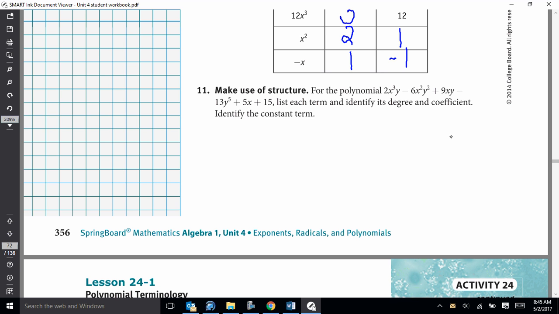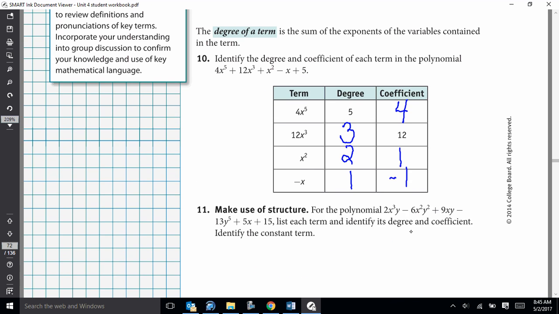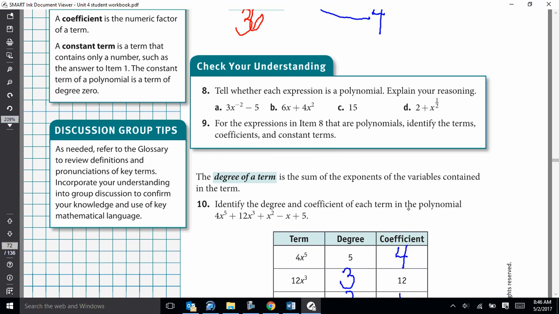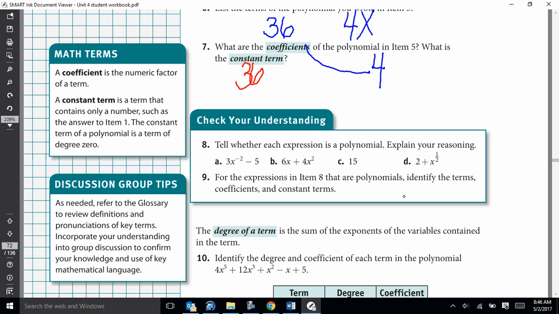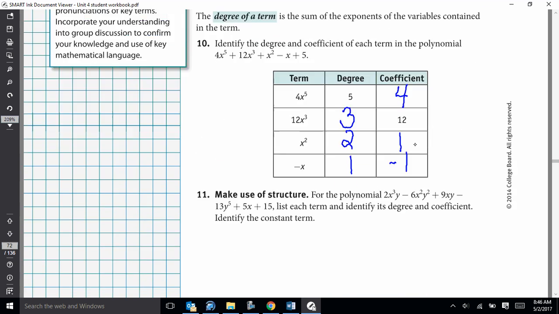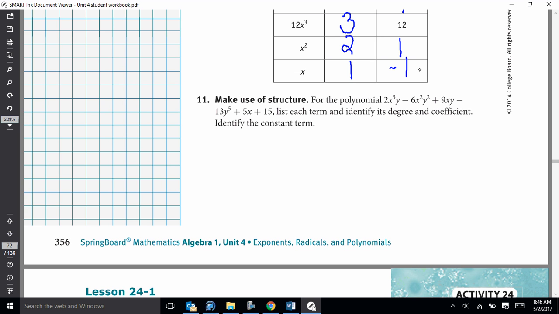All right. So for this polynomial, we have 2x cubed y minus 6x squared y squared plus 9xy minus 13y to the fifth plus 5x plus 15. List each term and identify its degree and coefficient. Identify the constant term. All right, so let's start with the constant term. Your constant term, let's refresh the vocabulary, is the only just plain old number, right? So what's the constant term here? 15. So our constant term equals 15.